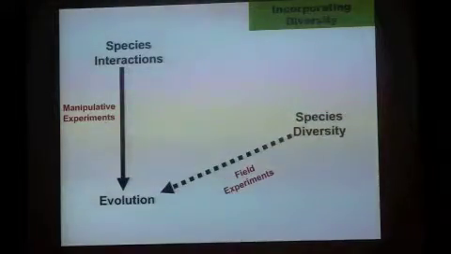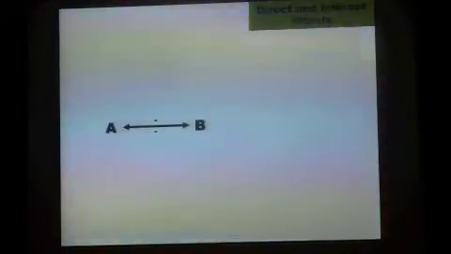So I combine three different areas of research. One is looking at species diversity, and one is looking at evolution. So I would say that diversity has this effect on evolution, and field experiments have sort of gotten at that. These manipulative experiments have looked at how species interactions might affect evolution. And one of the ways that evolution in a community context might be a more complex process is because of these indirect effects.